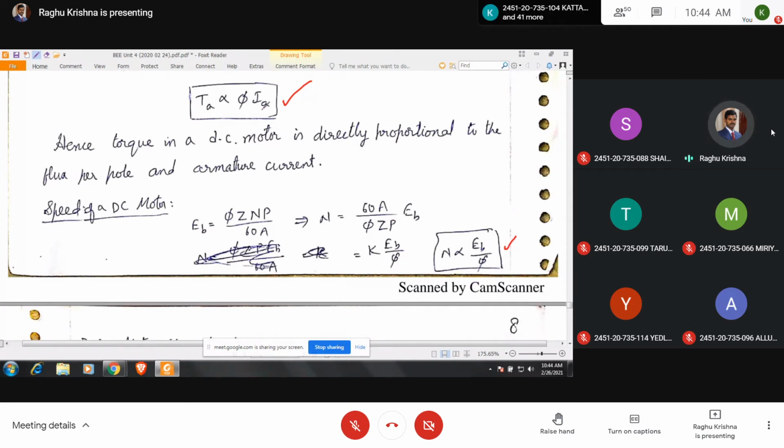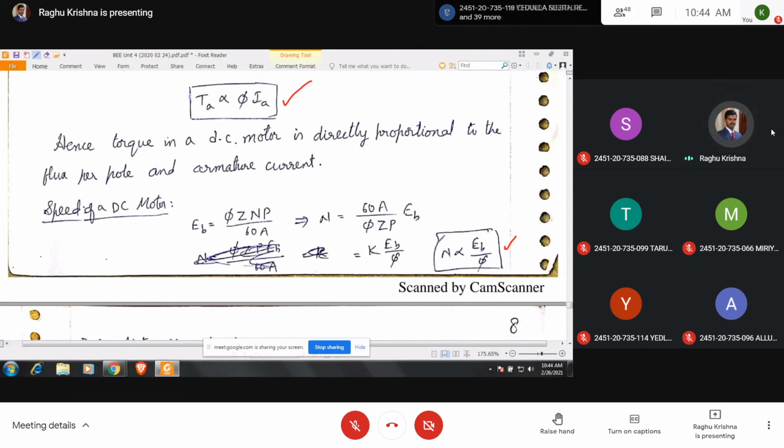This is another very important equation. So write down these two. Torque is proportional to flux into Ia, torque is proportional to phi into Ia. Please write in your running notes or any notes these two. If you have these two, you can determine the characteristics of any motor. So torque is proportional to phi into Ia, and N is proportional to EB by phi. Here you can see speed is directly proportional to EB and inversely proportional to flux.